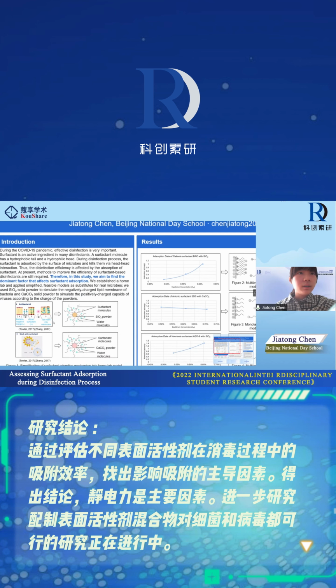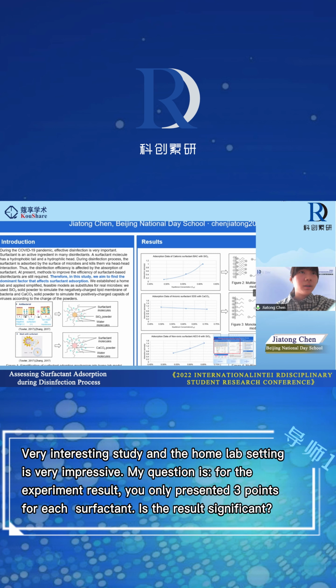As we can see in this diagram, this graph shows the amphoteric structure of the surfactants and how it interacts with the surface of microbes. Since the bacteria cell membrane and the virus capsid carry charge, during the disinfection, the hydrophilic end of the surfactant molecule is first attracted by the surface of microbes, and then the hydrophobic tail of the surfactant molecule embeds into the bacterial membrane or virus capsid, so the microbes are killed.